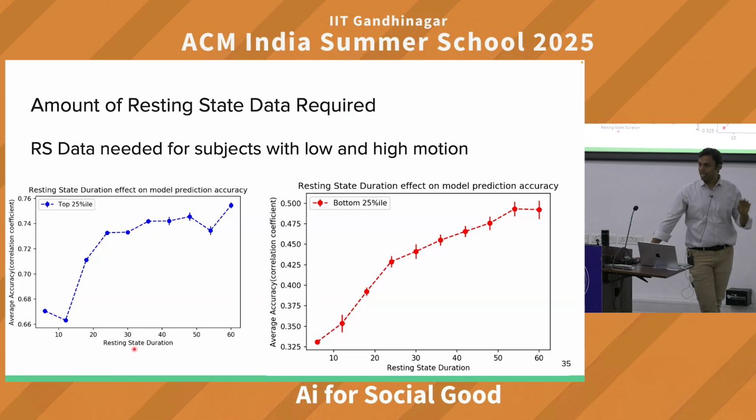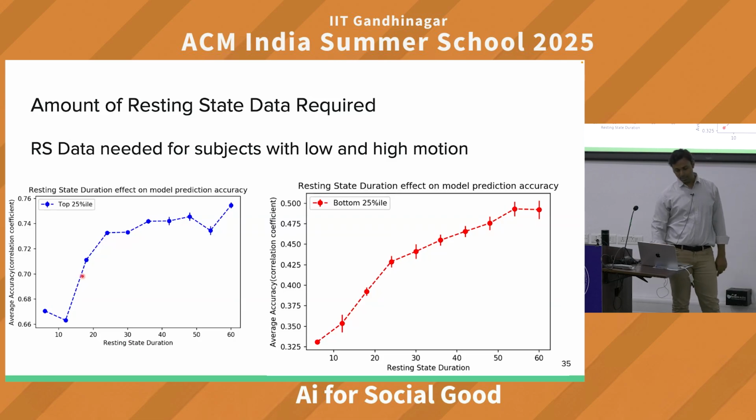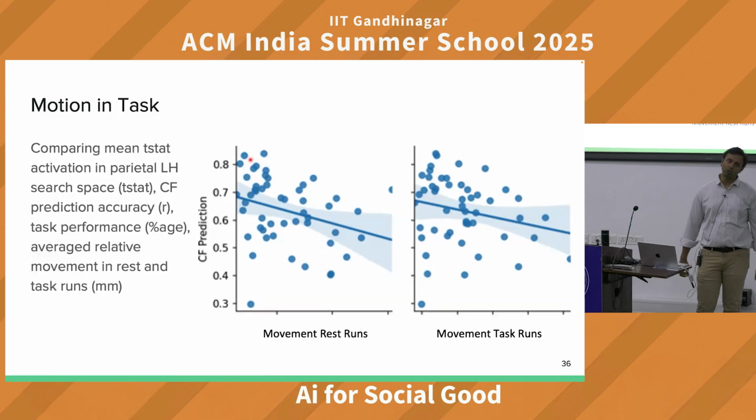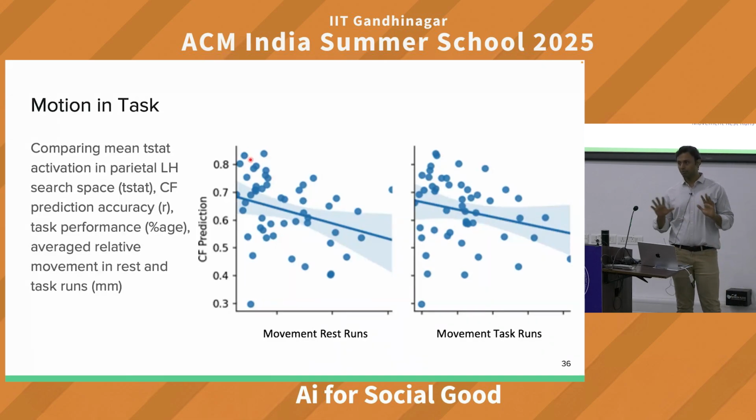So it's very costly. So we want to minimize the amount of data that we need for these models. So what we found out कि our model can start working well with around 25 to 30 minutes of data. अगर कम होता है तो accuracy is reduced. Another thing, if people go in the scanner and they move, their data is very noisy. It does not train as well.